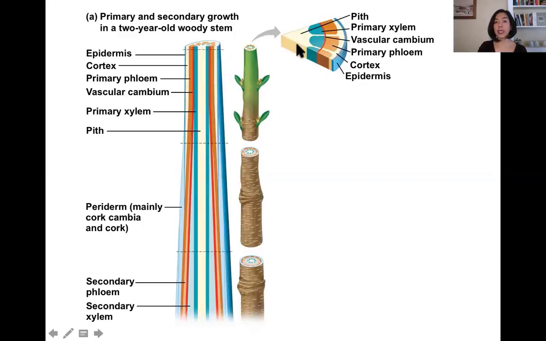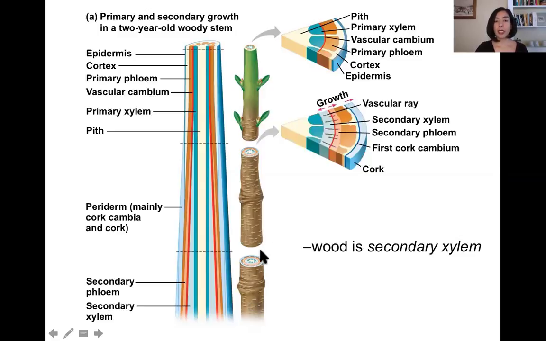We'll see the pith and the cortex, which are the ground tissue, and the epidermal tissue on the outside. And we have the primary xylem and the primary phloem towards the outside. Primary xylem in blue and primary phloem in brown. And look at how these vascular bundles are organized in a ring. If we move in this direction, we can see older growth. So this part of the tree is older, and this at the bottom is even older.